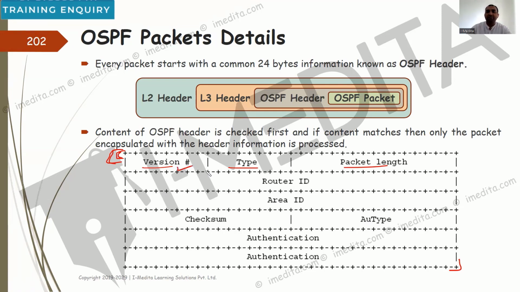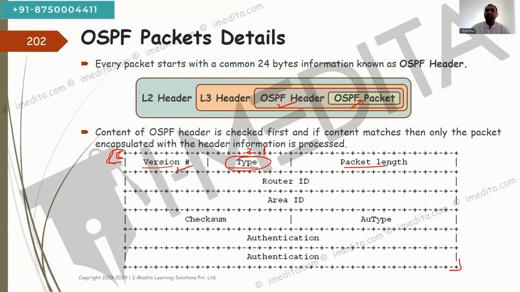Version indicates which version of OSPF you are using, and the type field is really important. If it is type 1, it contains the hello packet. If the type field contains 2, it contains the DBD packet. So inside the OSPF header itself, we have the necessary information that OSPF can use to understand which type of packet it receives from the neighbor.